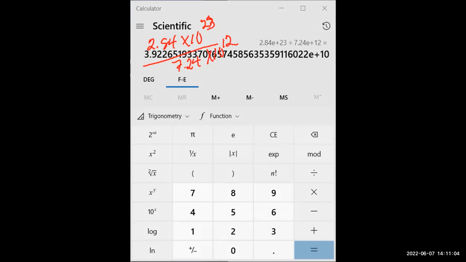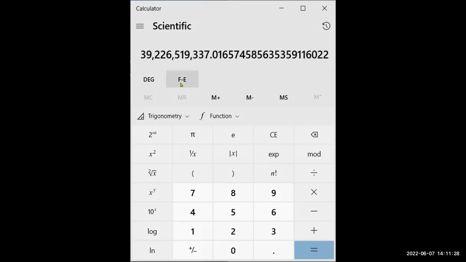Three, exactly, because 2.84 has three, 7.24 has three. So therefore our answer should have no more than three sig figs. Notice that our answer in the calculator is in long form there. Okay, but there's our answer in scientific notation. We should not have more than 3 sig figs. And so therefore we go through the 3 sig fig position, starting from the far left, 1, 2, and 3.